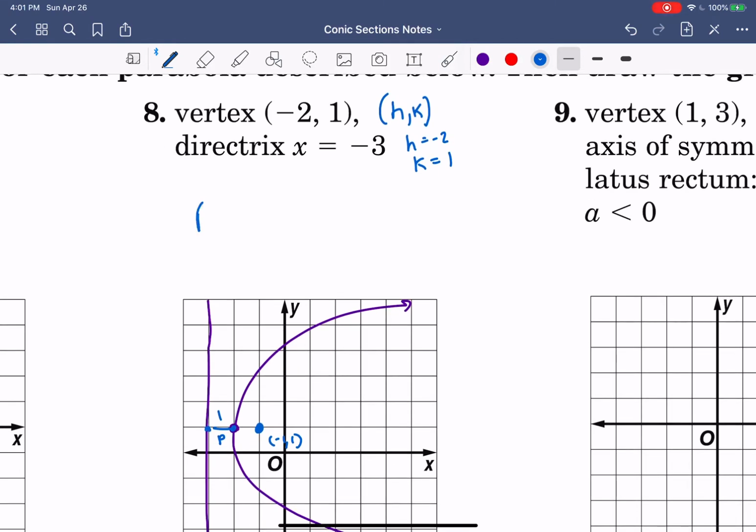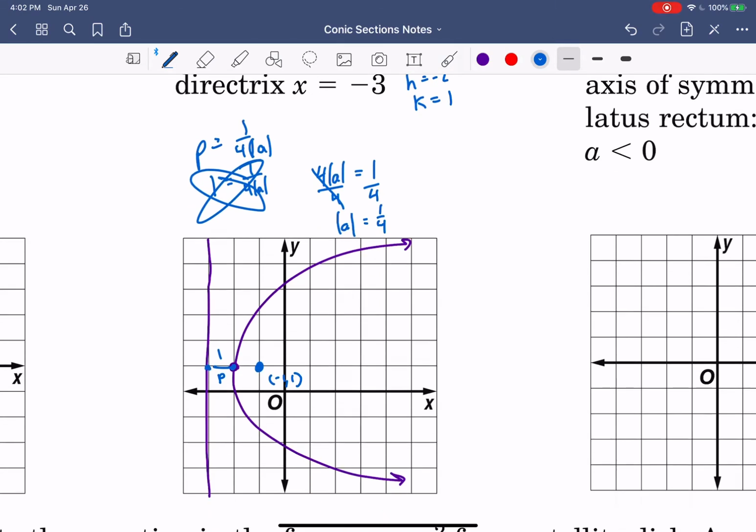So because p is equal to 1 over 4 times the absolute value of a, we know p is 1, so we can substitute it in. Cross multiply, so we get 4 times the absolute value of a is equal to 1. Divide both sides by 4. The absolute value of a is equal to 1/4.